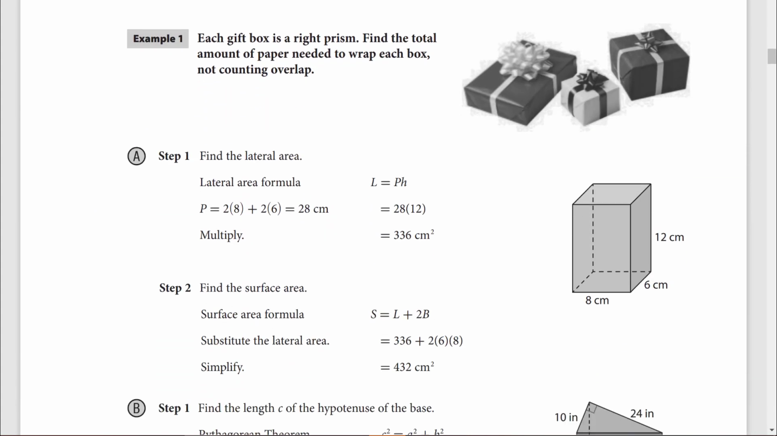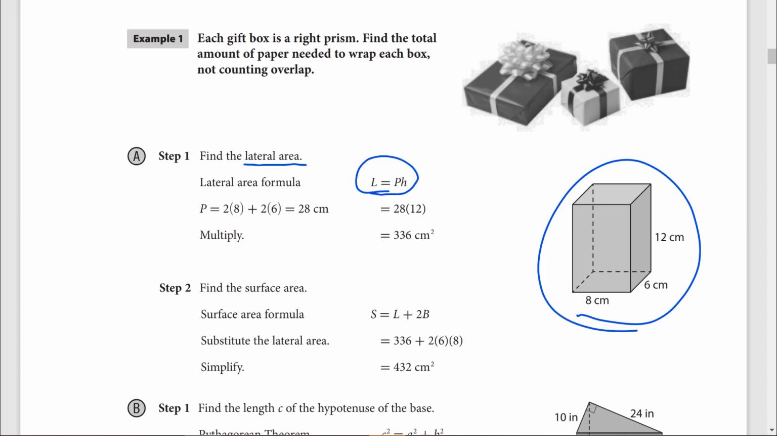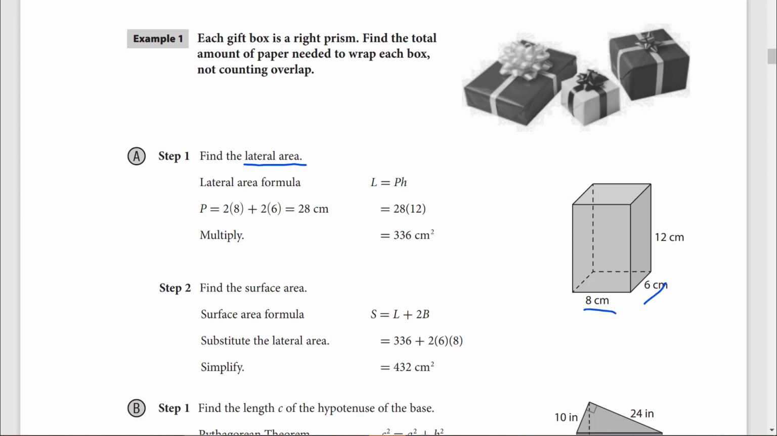Here we have a gift-wrapped box. So that is a rectangular prism. The first thing we do is we find the lateral area. Right, so that's just those vertical sides, any sides not counting the base. And how do we do that? We need to find the perimeter of the base. So we're looking at 8 plus 6 plus another 8 plus another 6. So 2 of them are 8, 2 of them are 6. We get a total of 28 centimeters.